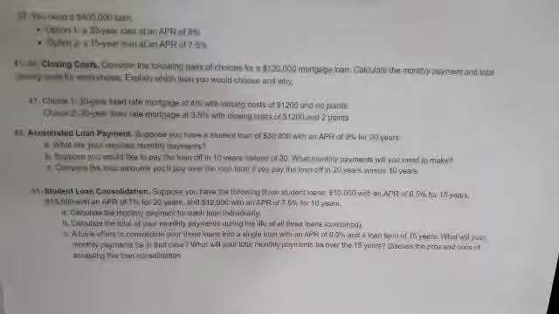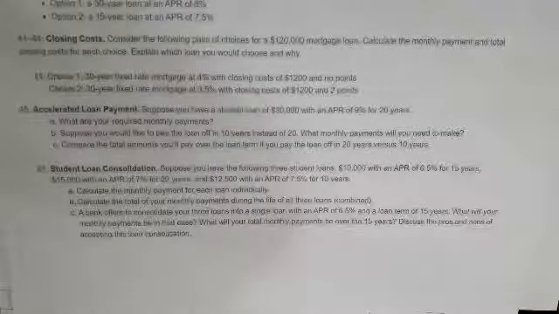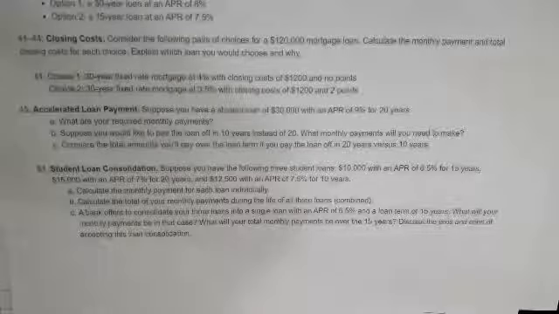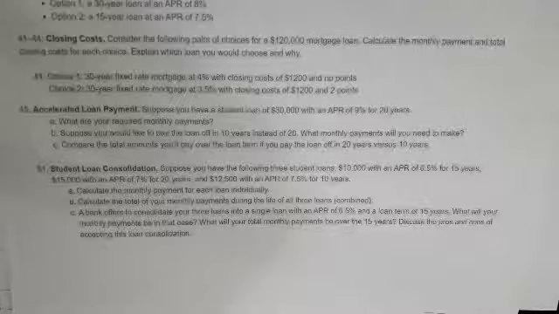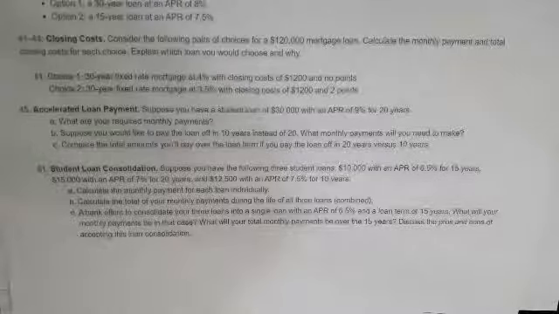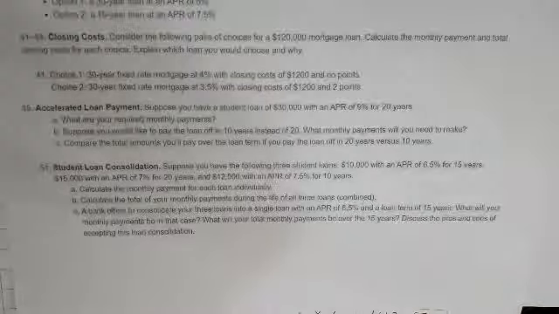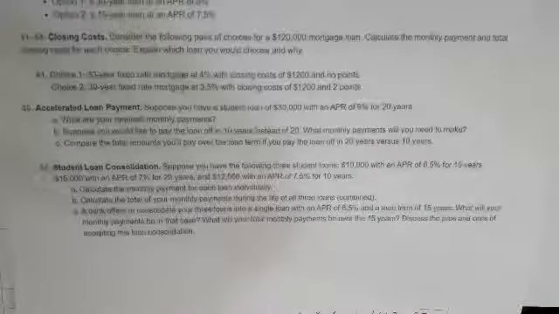Suppose you have a student loan. It's 30K, you have an APR of 9%, 20 years. What are your required monthly payments? Would you like to pay the loan off in 10 years instead of 20? What monthly payments would you need? Compare the 2 amounts. If we can pay it off in 10 years versus 20, guess what? It's going to be larger payment amounts, right?